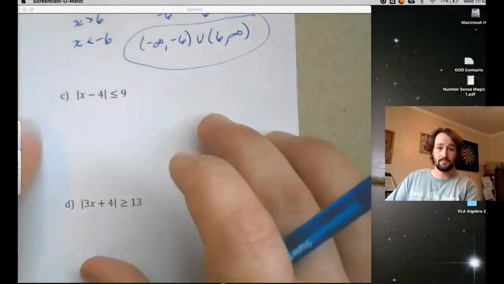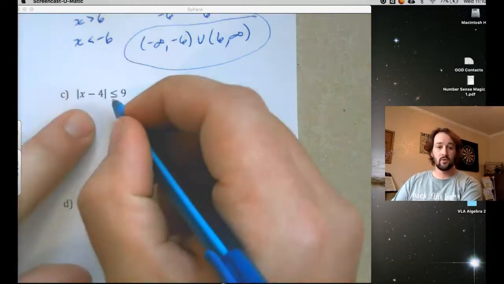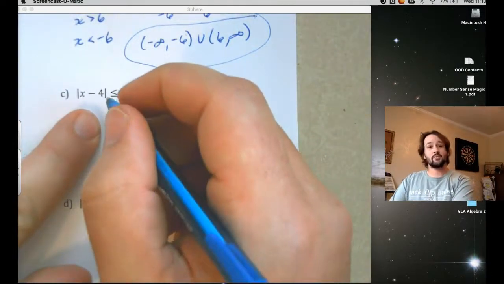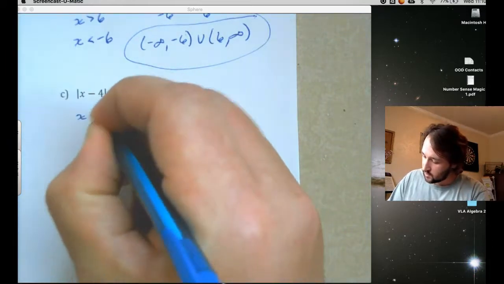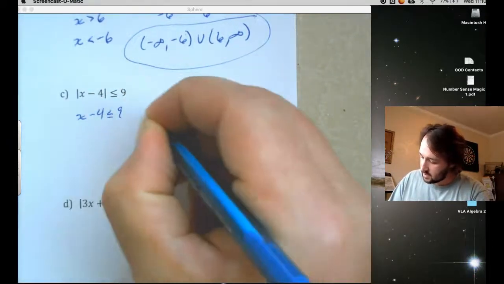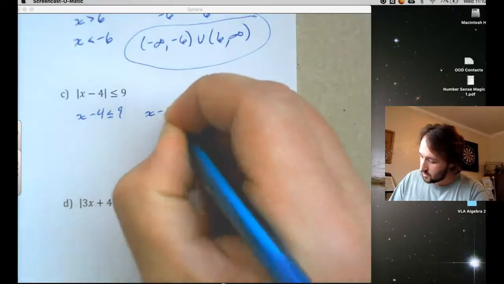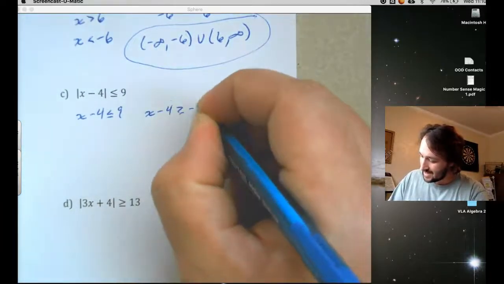All right, moving on. So here I have the absolute value by itself, so I can go ahead and write out both inequalities. So x minus 4 less than or equal to 9, keep it the same, and then switch both. So x minus 4 greater than or equal to negative 9.